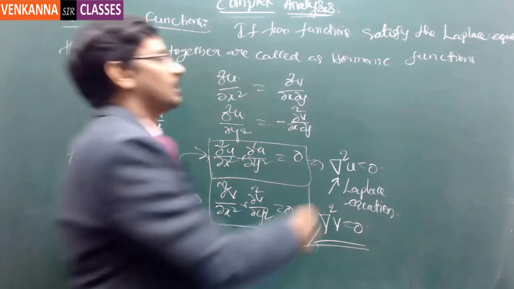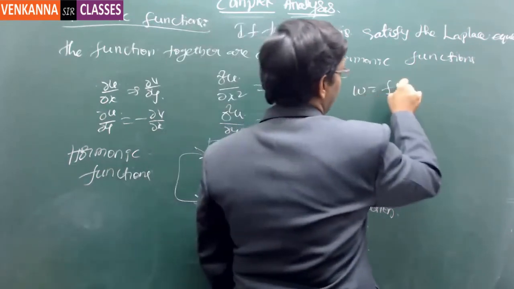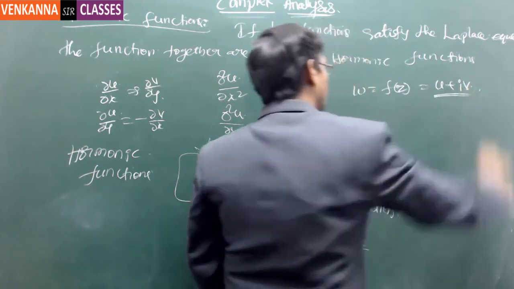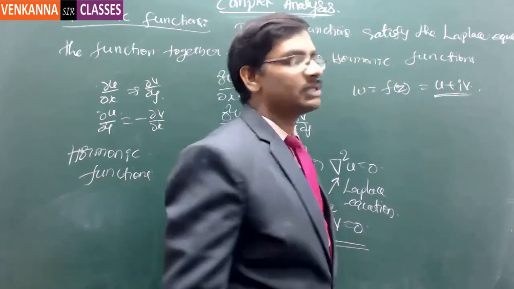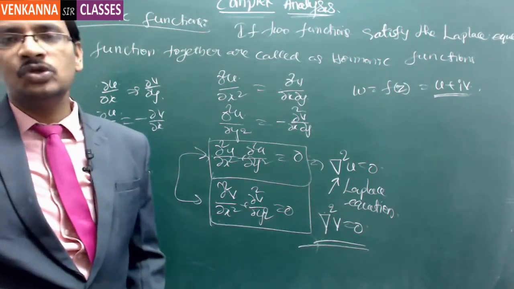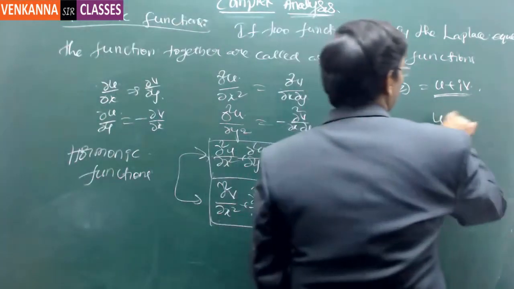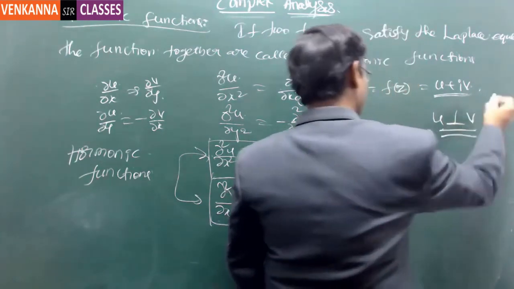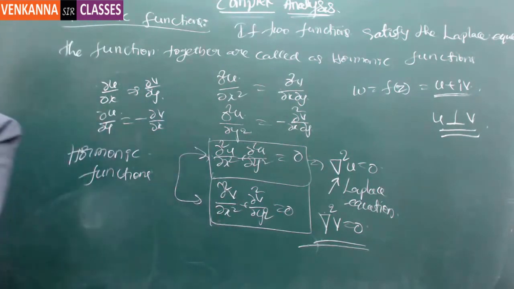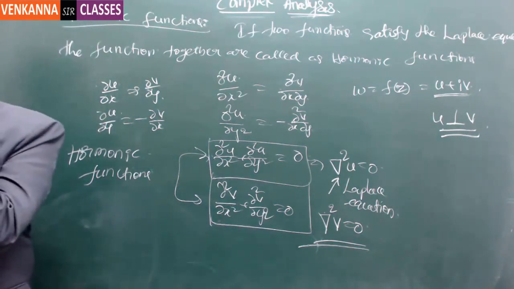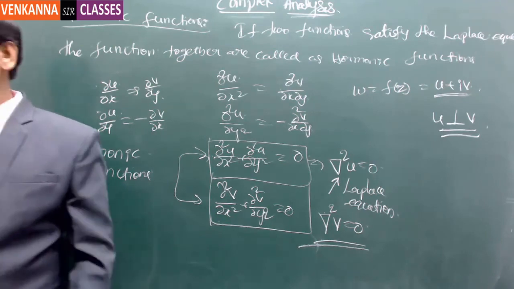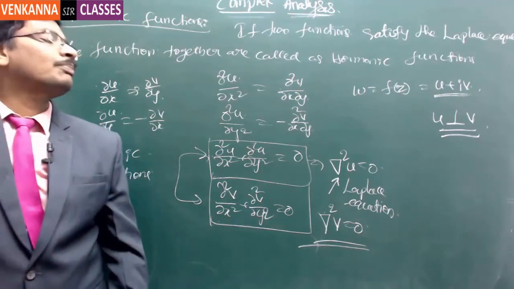But we know the fundamental function w is equal to f of z is equal to u plus iv. Now here u is satisfying the Laplace equation and v is also satisfying the Laplace equation. Such kinds of functions usually are perpendicular to each other. u is perpendicular to v. So this is the fundamental nature of a harmonic function. Got it or not? Got it? So these two are perpendicular to each other.